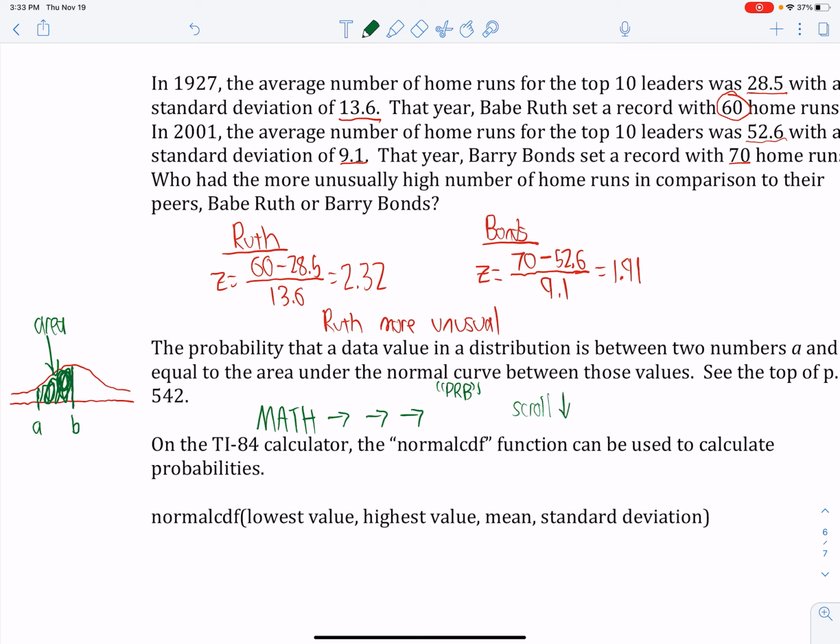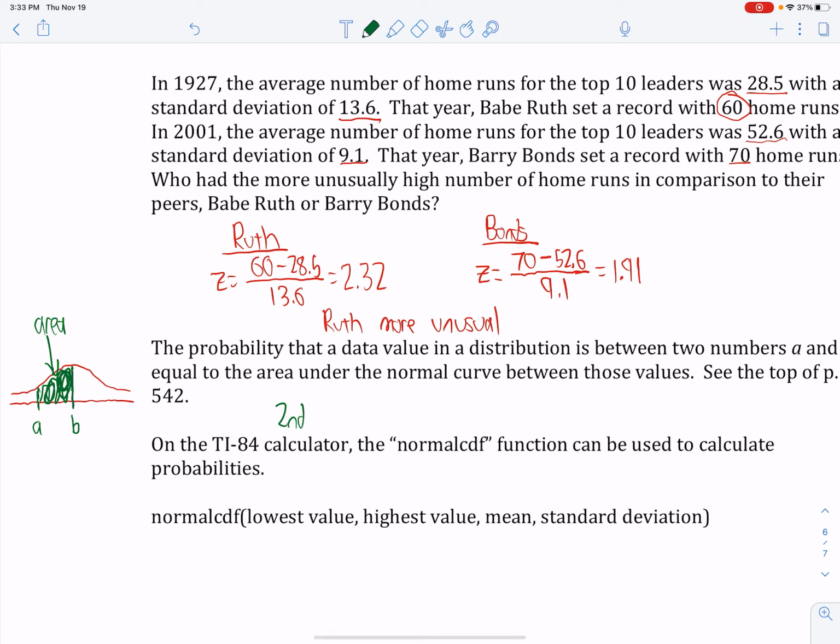Oh, wait. Oh, this is very embarrassing. I did that wrong. I was thinking of something different. But hey, I'll fix it. Okay. I was looking at the completely wrong calculator function there.